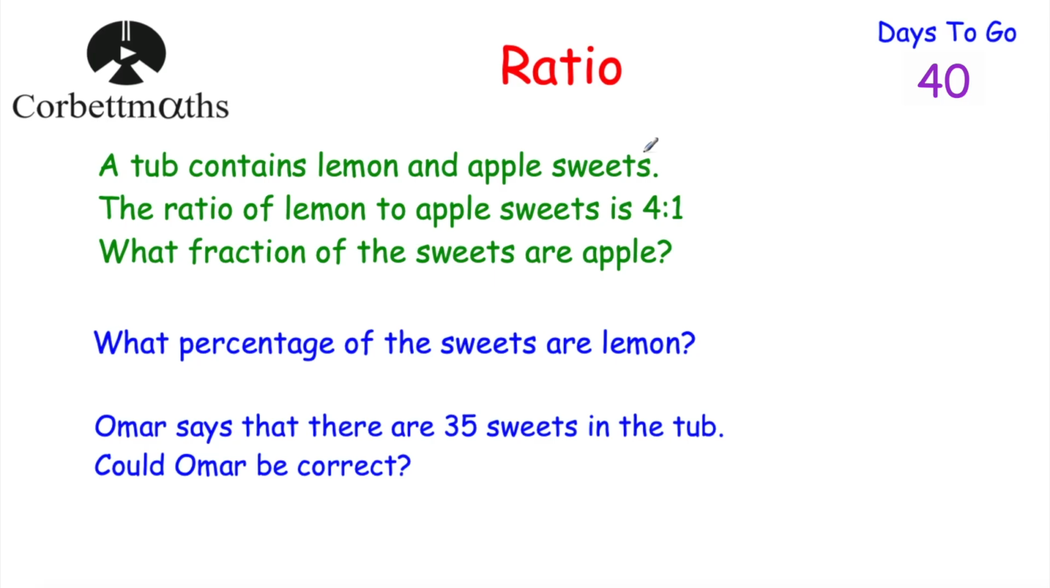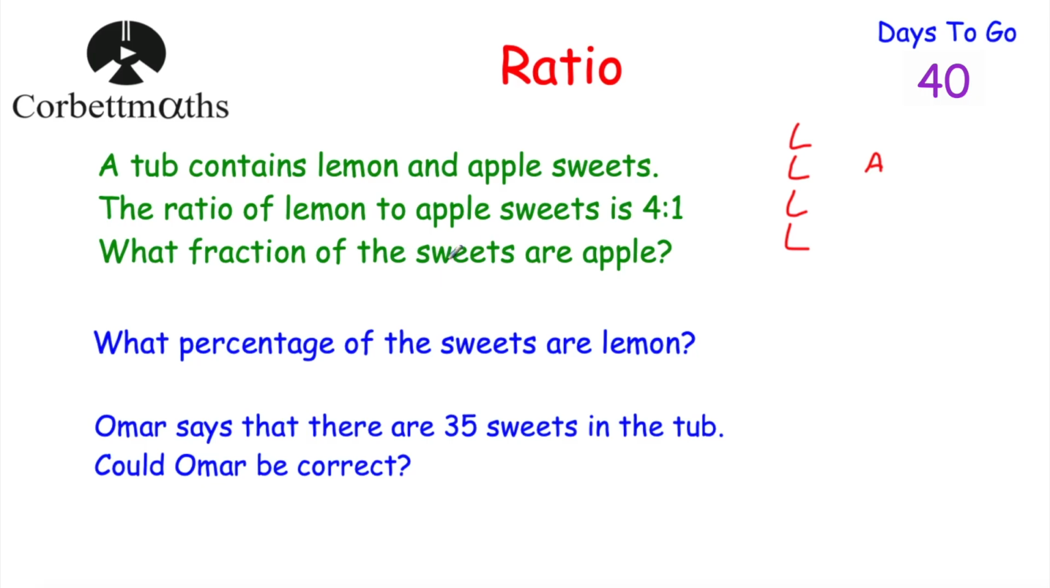Okay, so to begin with, we know that for every 4 lemon sweets there's 1 apple sweet. So it could be, for instance, lemon, lemon, lemon, lemon, and 1 apple. So it could be 5 sweets in the tub, with 4 lemon and 1 apple. There could be 8 lemon and 2 apple. There could be 12 lemon and 3 apple, and so on.